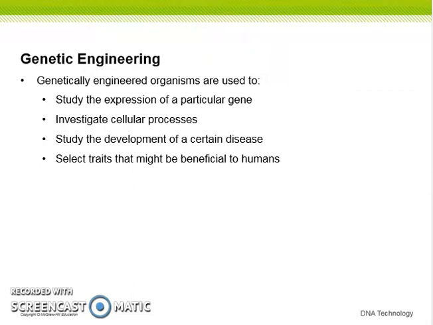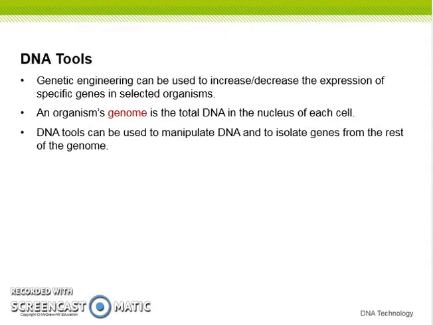Genetically engineered organisms are used to study the expression of a particular gene, investigate cellular processes, study the development of a certain disease, or select traits that might be beneficial to humans. In order to do that, we have to use DNA tools. Genetic engineering can be used to increase or decrease the expression, what we see, of specific genes in selected organisms. That organism's genome is the total DNA in the nucleus of each and every cell.